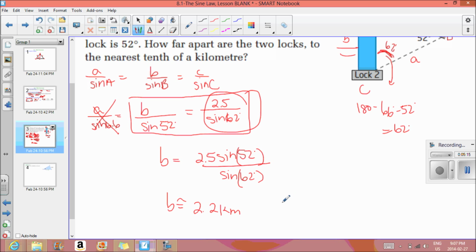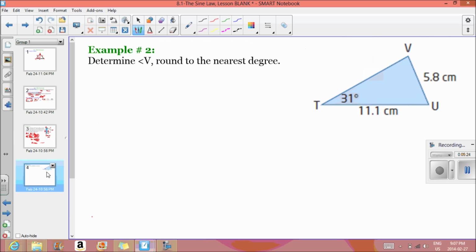And so there you go. At the end, you should be writing your therefore. Therefore, the two locks are 2.2 kilometers away from each other. So if you have any questions about that, make sure you write that down.